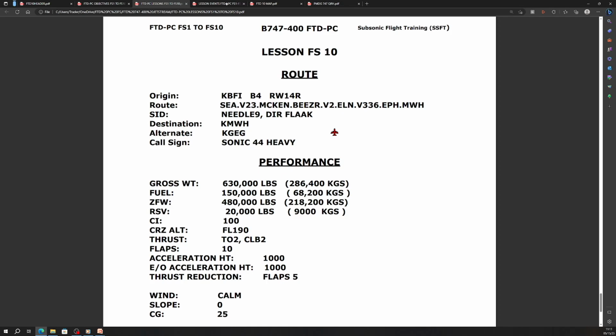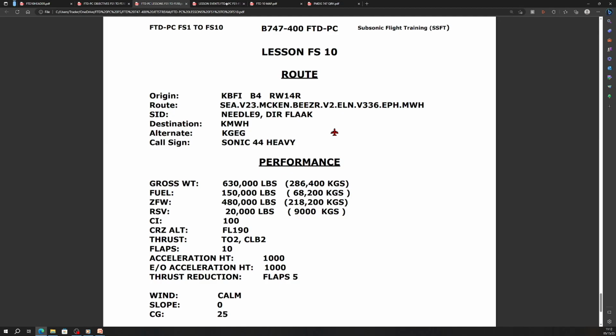The SID will be, well, it wouldn't be the Needle 9 because that's off runway 32 left. So that's probably wrong there. That's going to be the Kent 8. So Kent 8 or Kent 1, whatever it is, whatever the current one is. So it's probably going to be the Kent departure, not the Needle departure, because that's off the opposite runway.